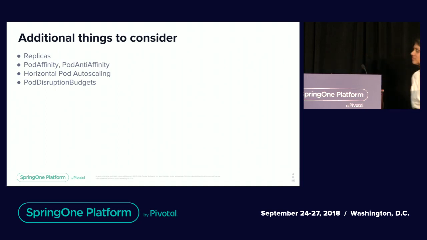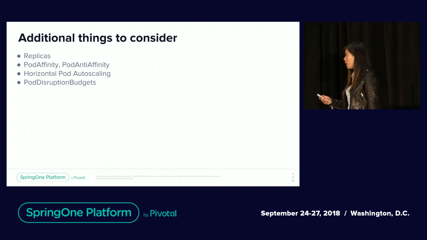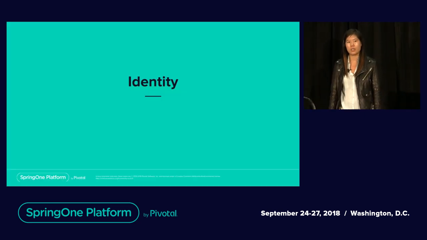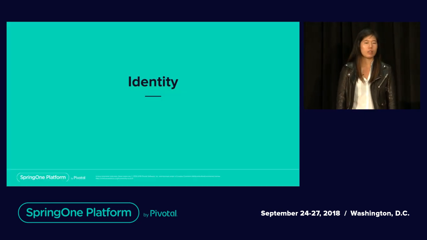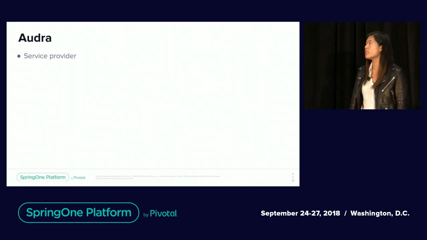Cool. And with that, we'll move away from the HA use case and into the identity use case. So we'll consider another persona, stepping away from Maya, and we'll consider the persona of Audra. Audra is a service provider.